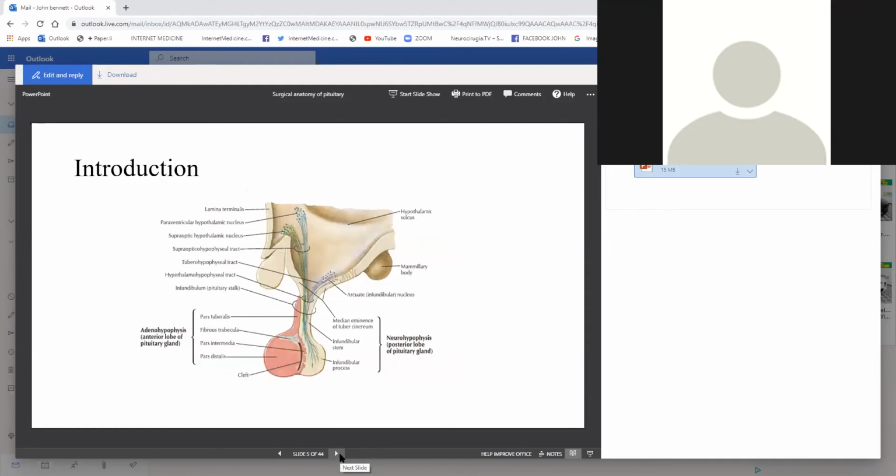Embryology: it has two main parts. It has an anterior part, which is termed the adenohypophysis, which comprises the pars tuberalis, the fibrous trabecula, the pars intermedia, and the pars distalis, which all originate from Rathke's pouch. And then it has a second part, the posterior hypophysis or the neurohypophysis, which contains fibers extending from hypothalamic nuclei from above. Next slide, John.